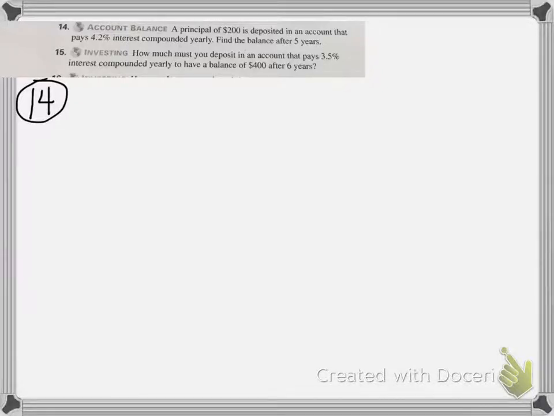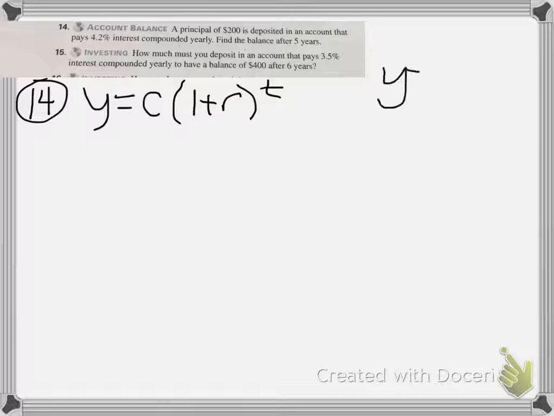Today we are working with two different exponential growth problems. We're going to be using the same formula with both. Y equals C, parentheses 1 plus R, close parentheses, to the power of T. Y is our total ending balance. C is our initial, our principal deposit. R is our rate, and T is our time.